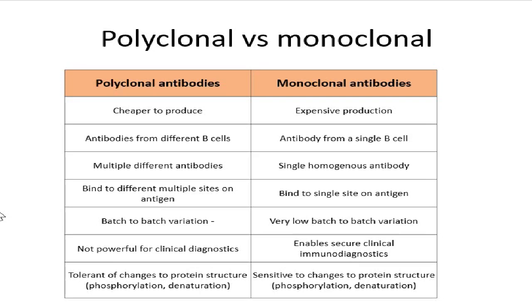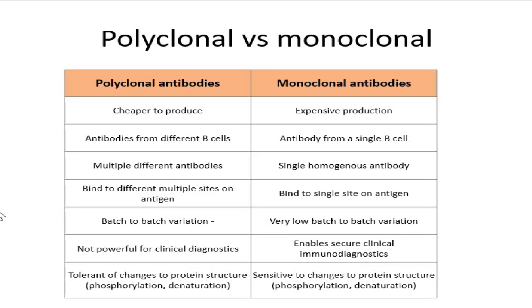The polyclonal antibody will bind to different multiple sites on one antigen, whereas the monoclonal antibody will bind to a single site on the antigen. And the advantage to that is that you're able to target a specific region on the antigen.